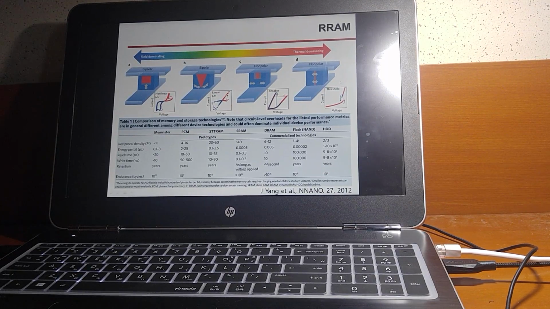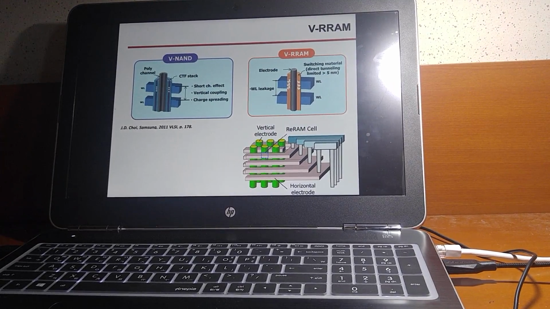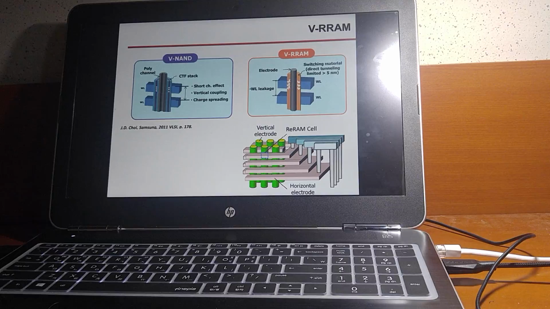And this is a type of RRAM. If we go to the left side, it's field dominating, and if we go to the right side, it's thermal dominating structure. As I told before, we are now developing VNAND, but like VNAND, we are planning to make RRAM a vertical structure for controllability. Yes, and thank you for listening.